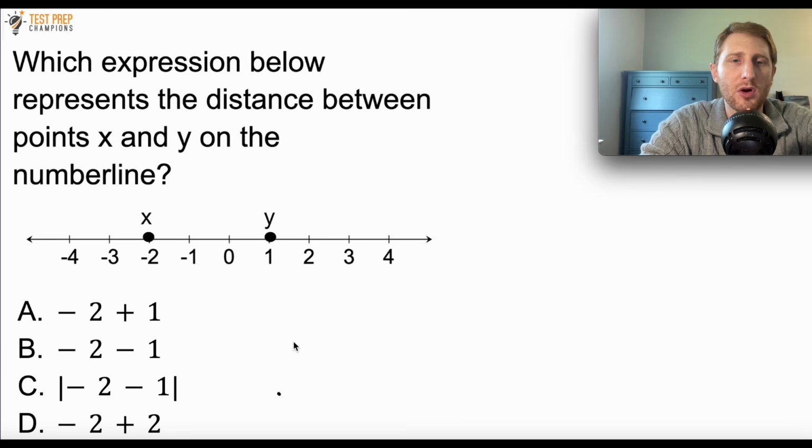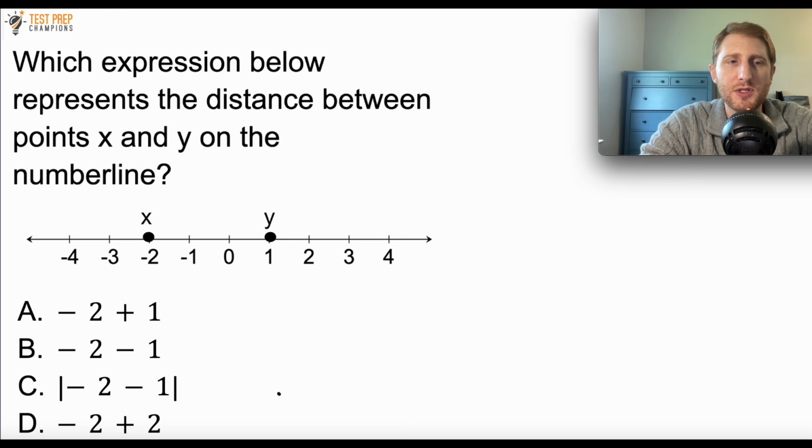Which expression below represents the distance between points x and y on the number line? Now, right here, we see that this dot's at -2, and we see that the dot for y is at 1. So let me give you a chance now, if you'd like to pause the video, try to figure this out, take all the time that you need, and then whenever you're ready, just unpause the video and we'll go over it.